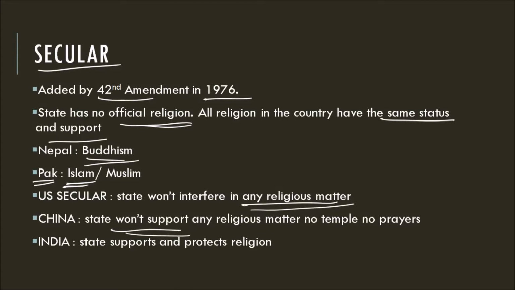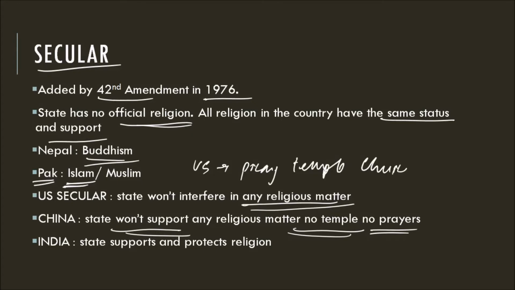It won't let you build a temple or pray in the streets of China, right? Can you see the difference? In the case of the US, if you pray there, or build a temple or a church there, the government is not going to interfere, right? You can do those things in the US, but not in the case of China. The government won't support any religious matter.